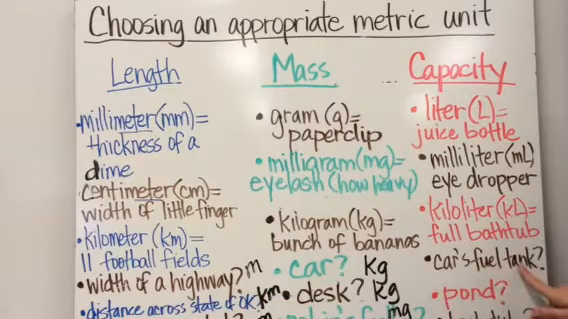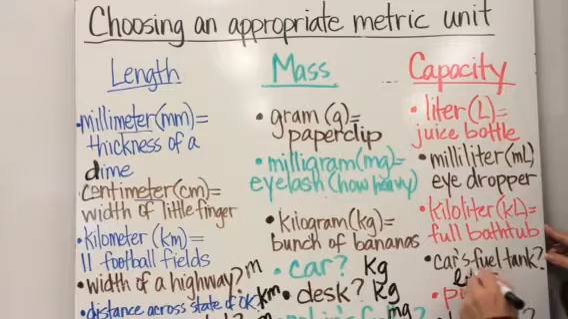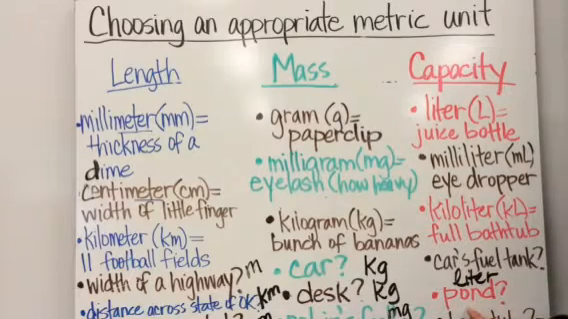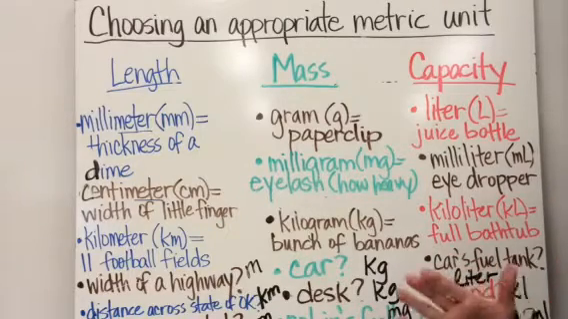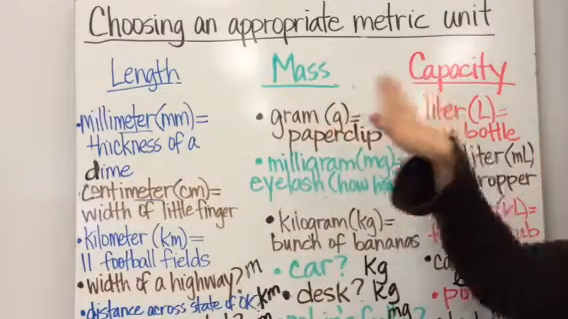So what would I use to measure how much gas I put into my car? I think I would use liters to determine how much gas I put in a car. How much water is in a pond? I think we would think kiloliters. And how much liquid is in a test tube? Again, I would go back to milliliters. So we have some real common prefixes that we use with the meter, the liter, and the gram.